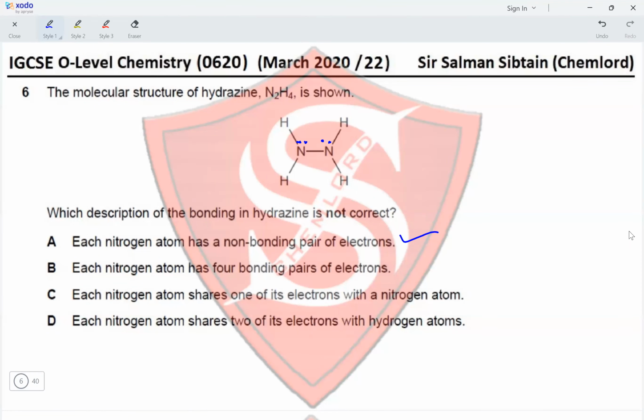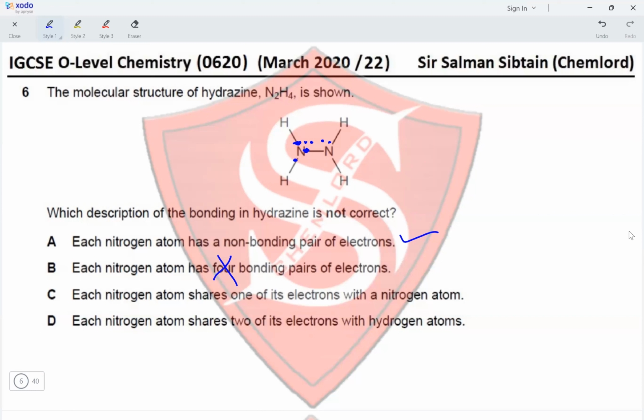Each nitrogen atom has four bonding pairs of electrons. So the bonding pairs of electrons are 1, 2, and 3 because it forms 3 single bonds, not 4. So this is incorrect. Each nitrogen atom shares one of its electrons with a nitrogen atom.